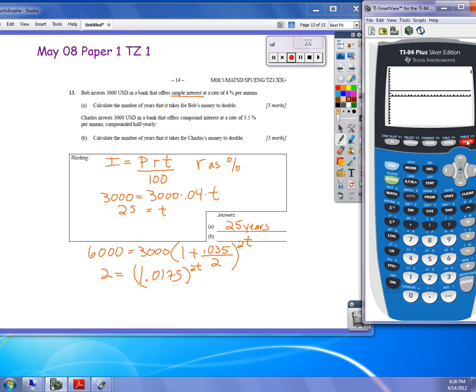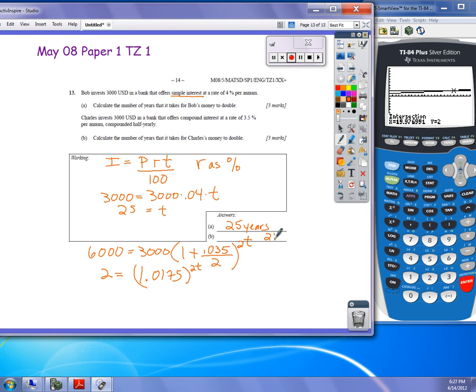We'll hit graph again. So there's 2, and when is 2 equal to that function? I need to find out where that intersection is. So I go second, calculate, where do they intersect? I use the 5 button right there. Don't just use trace and try to guess. I want to find out when they intersect. I've got first curve, I hit enter. Second curve, I hit enter. And it asks me to hit enter again. And it says after 19.976. I'm going to just round that up to 20 years. So after 20 years.